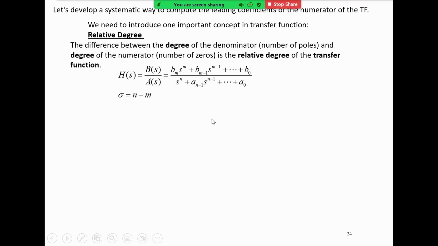Now recall the definition of the proper transfer function that we mentioned last time. The degree of the denominator has to be bigger than or equal to the degree of the numerator. In terms of the relative degree, it means that the relative degree cannot be negative. It has to be positive or equal to 0.